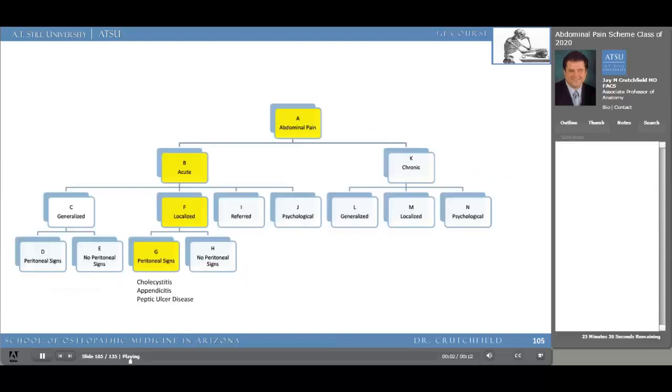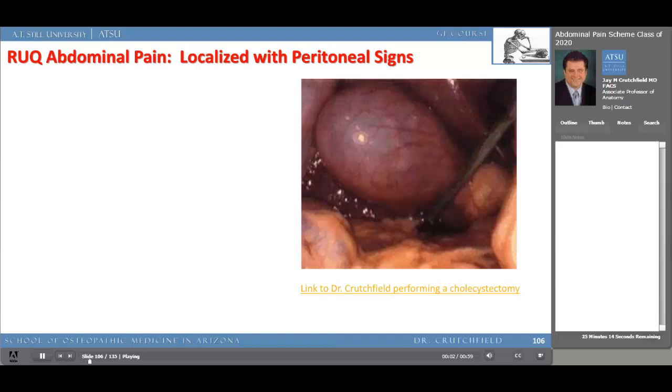If stones are only in the common bile duct, that's referred to as choledocholithiasis, and these patients may or may not have Murphy sign on a physical exam. Patients who present with right upper quadrant pain, jaundice, and fever are said to have Charcot's triad. This is common in patients who have choledocholithiasis with acute cholecystitis.